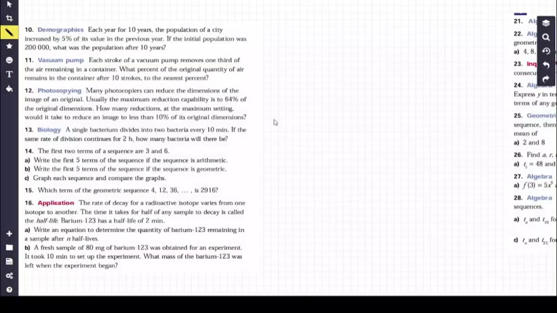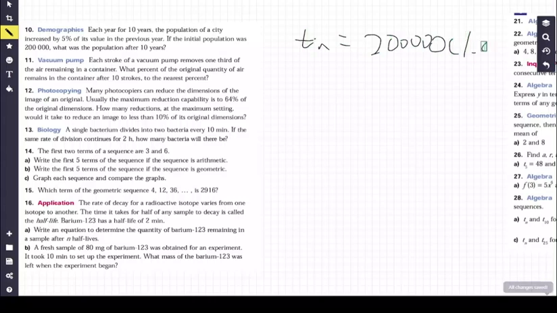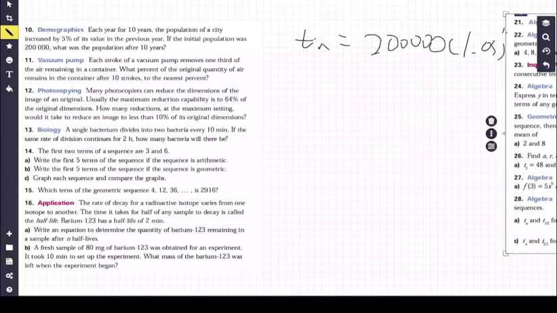All right. Quick break, and we're back into this geometric sequence part. So very straightforward, even more straightforward than arithmetic actually. So each year for 10 years, the population of the city increased by 5% of its value in the previous year. If the initial population was 200,000, what is the population after 10 years? Very easy. Tn is just equal to 200k multiplied by 1.05 to the power of 10.